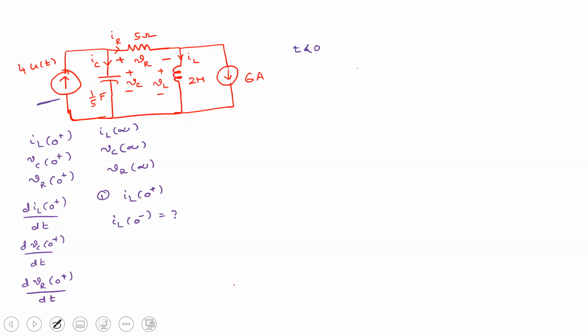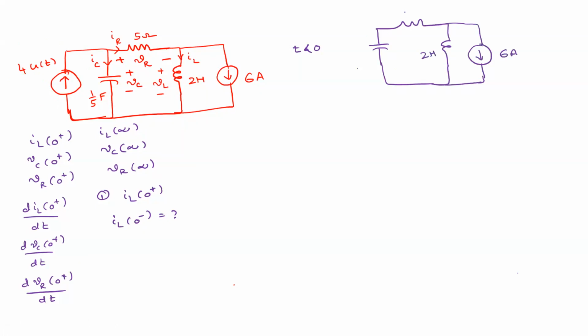This is the current source, 4 into u of t. So that means this entire thing is not present for t less than 0. We already discussed this. So this is 6 amperes, this is 2 Henry, this one is 5 ohm, right? And this is 1.5 farad. So this is IR, IL, and this is IC.